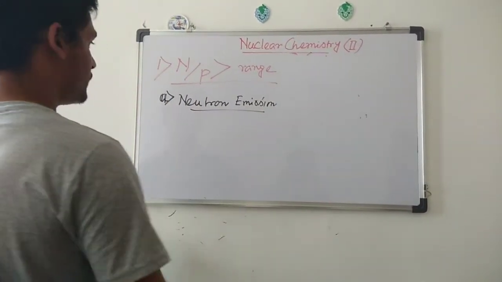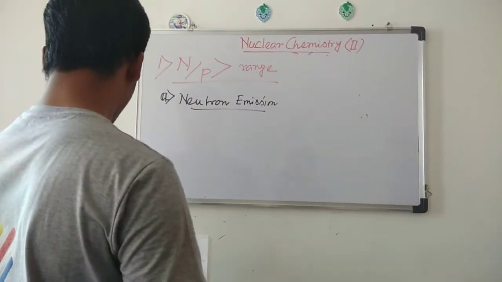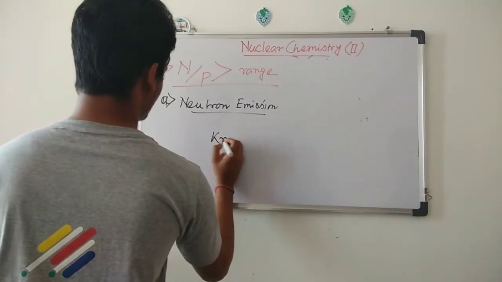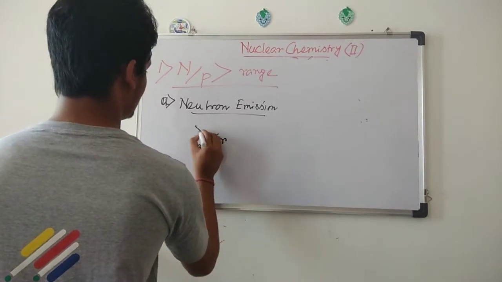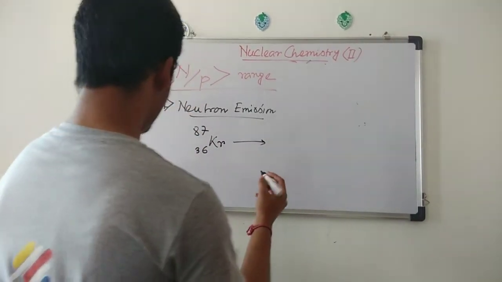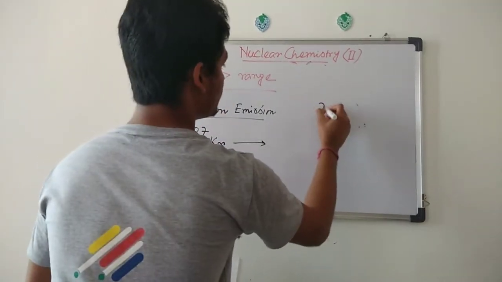Okay, so we'll discuss two things separately. First, I will tell neutron emission. If one neutron emits, what will happen? Let me take this example: krypton 36, 87, where one neutron is emitting. That means one neutron, 0, 1.